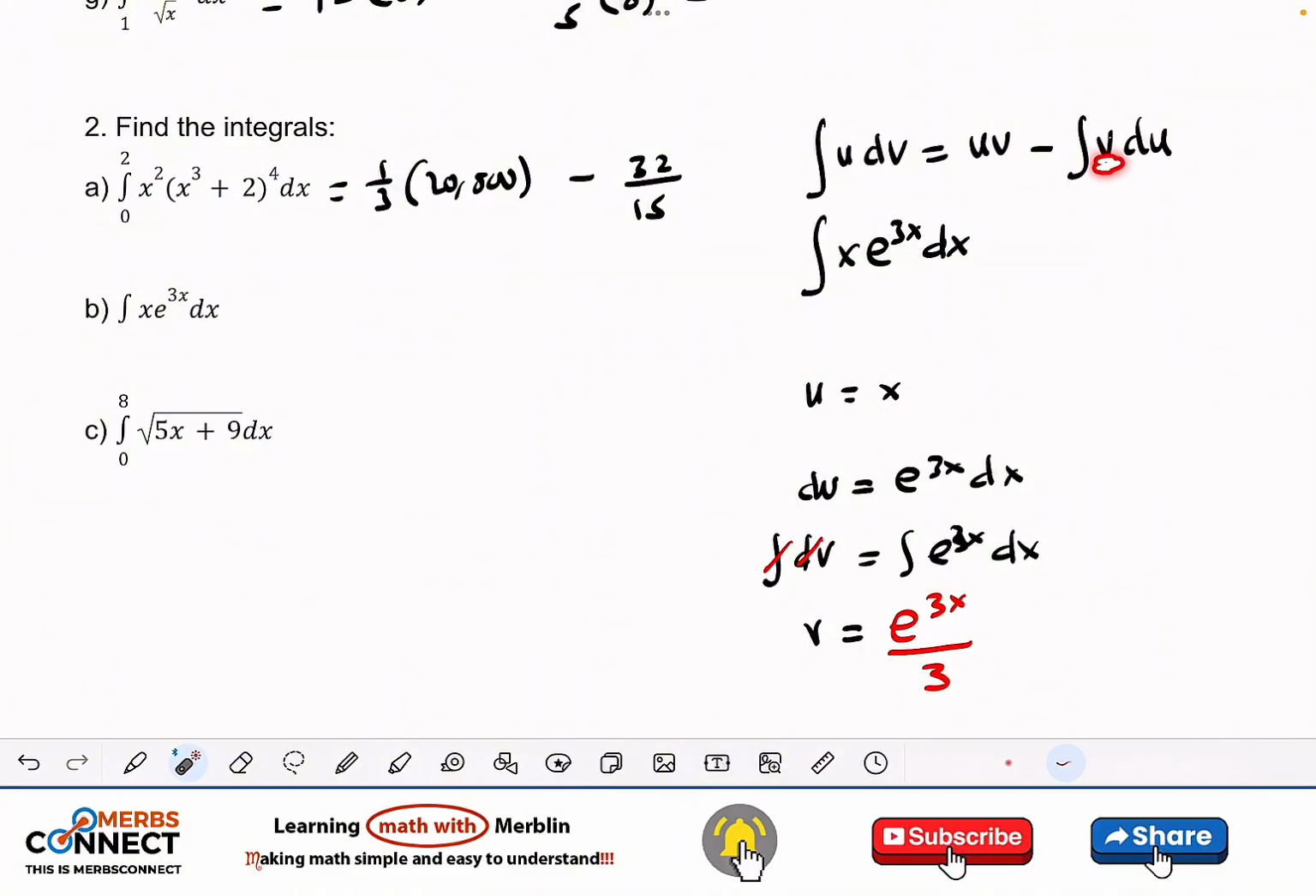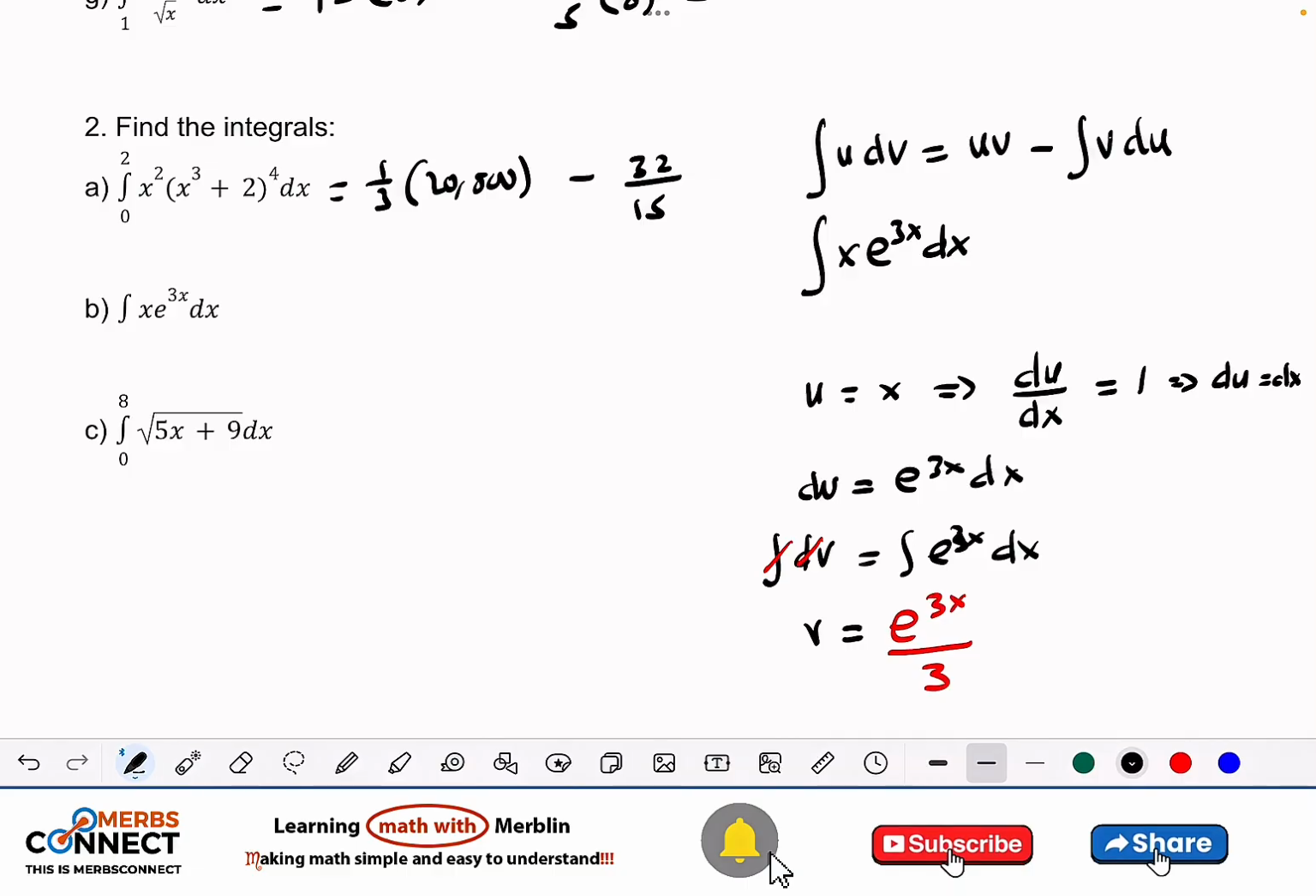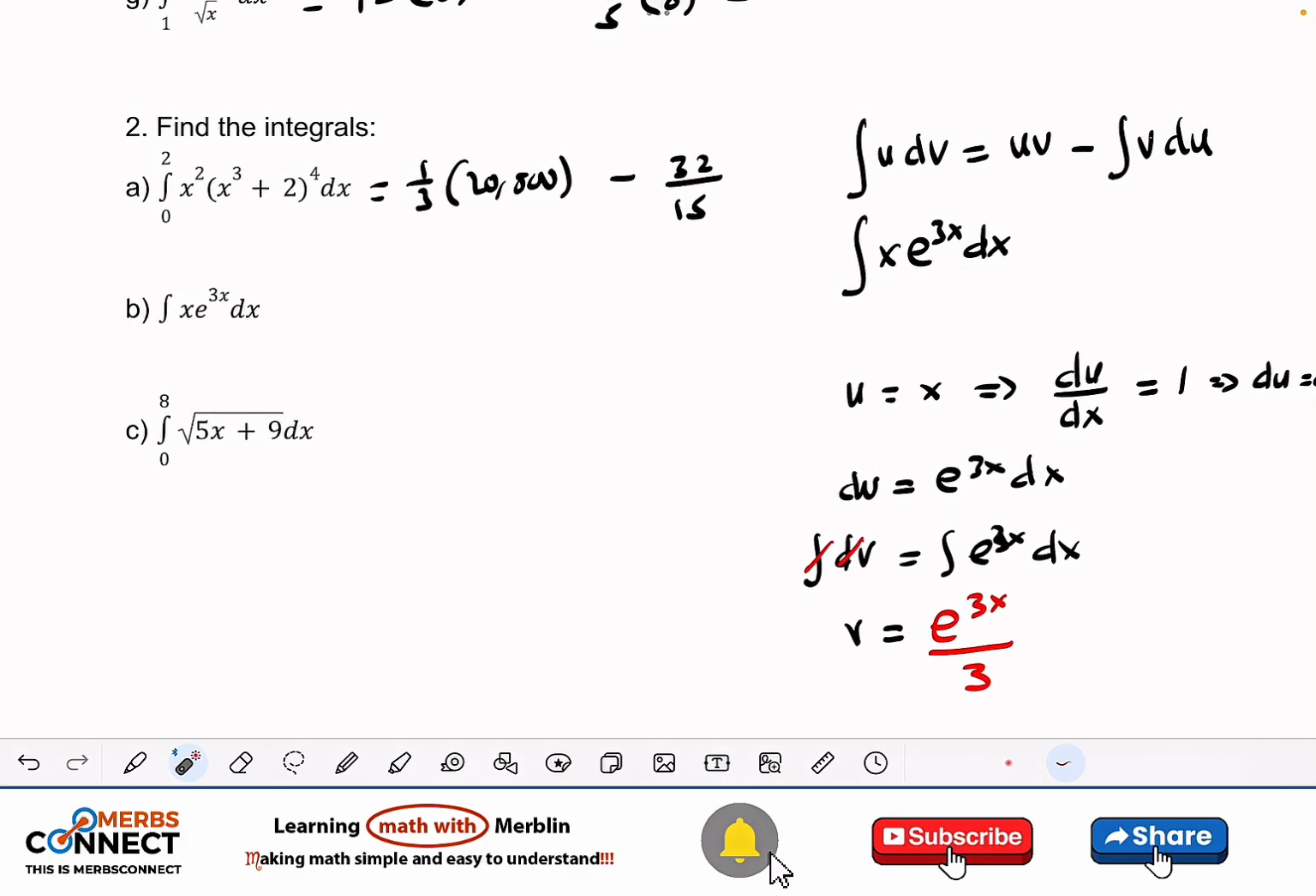Now when you come here, I need v, which is here, but we need the du. Where can we find it? u is here, so we need to differentiate this function to get du, right? So I want to differentiate u with respect to x. When I differentiate x, I get 1. This implies that du is the same as dx. So I think everything is ready for us to go. We have u, we have v, we have du. So now let's do the substitution and let's go.